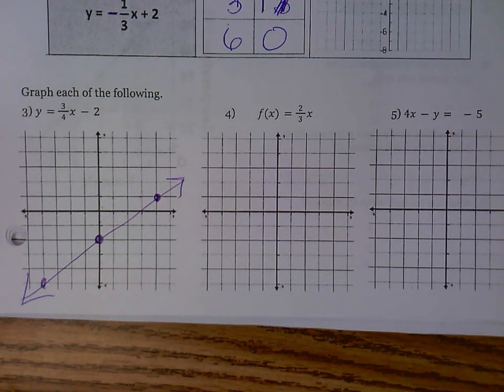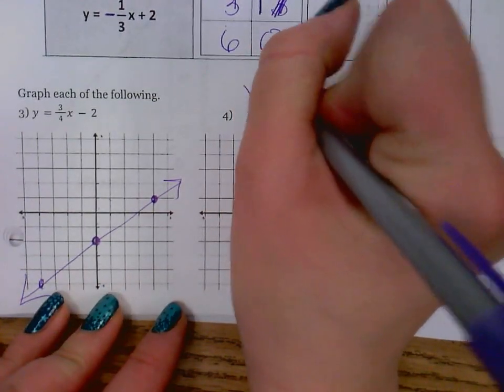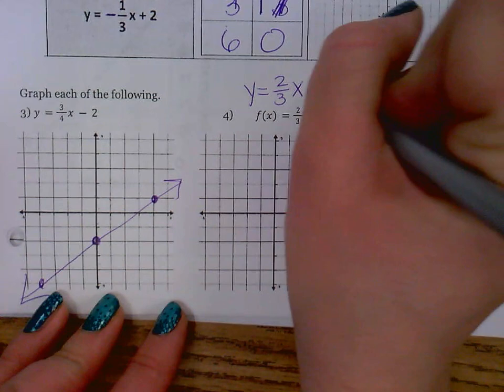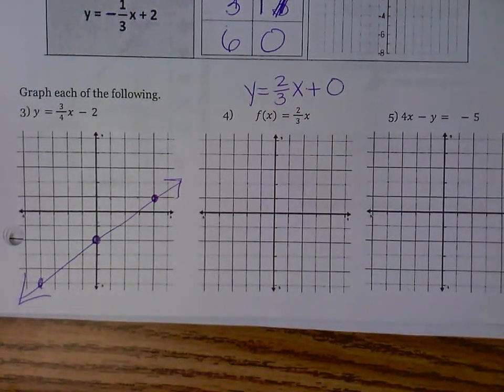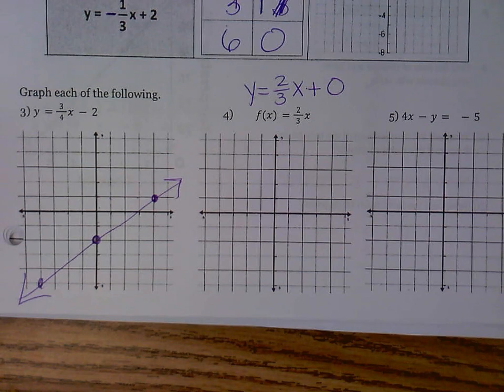Number 4, I purposely wrote it as f of x. f of x and y equals, it's just function notation. So if you needed some help with number 4, it's just y equals 2/3 x plus 0. If there's no y-intercept, that tells you it goes through the origin, through 0, 0. So you should be able to graph number 4.